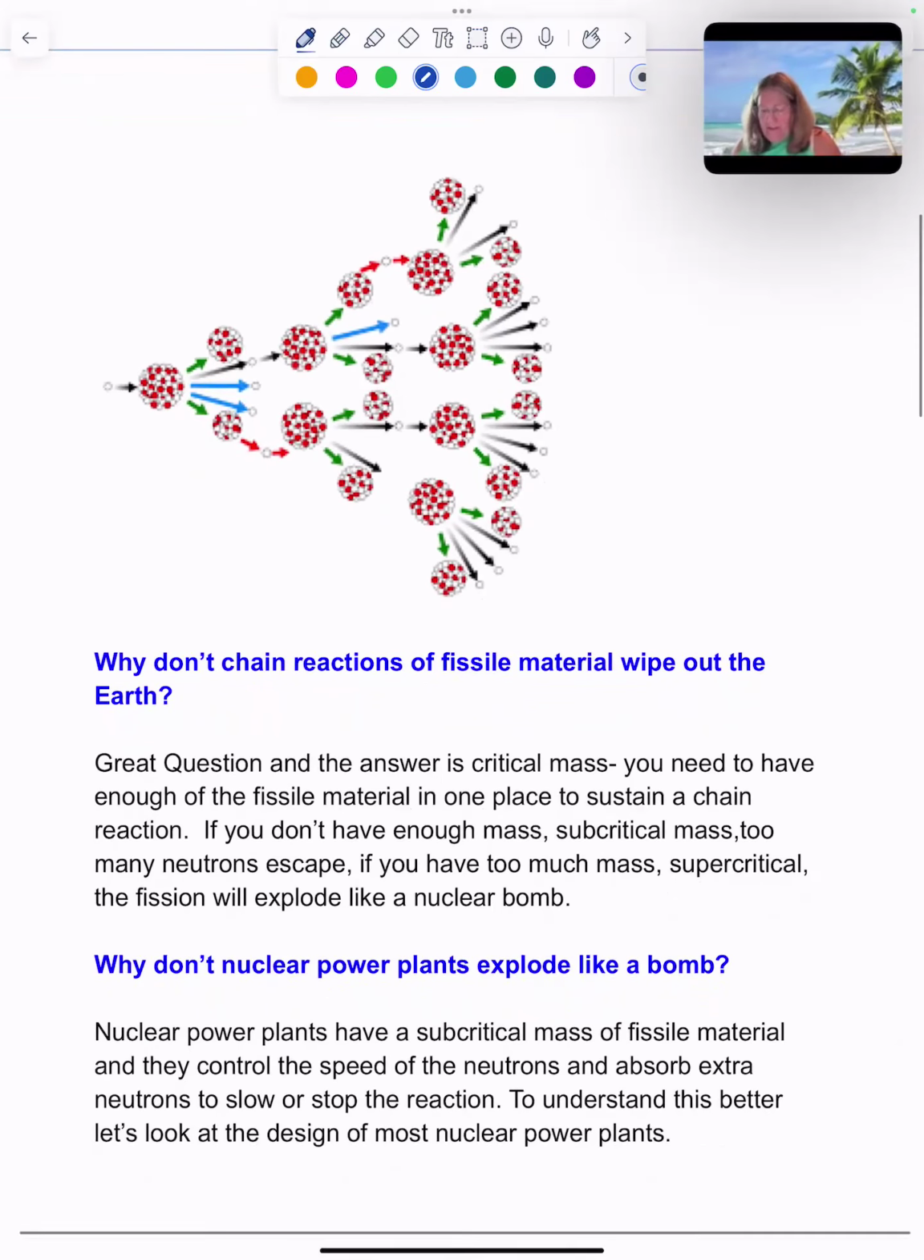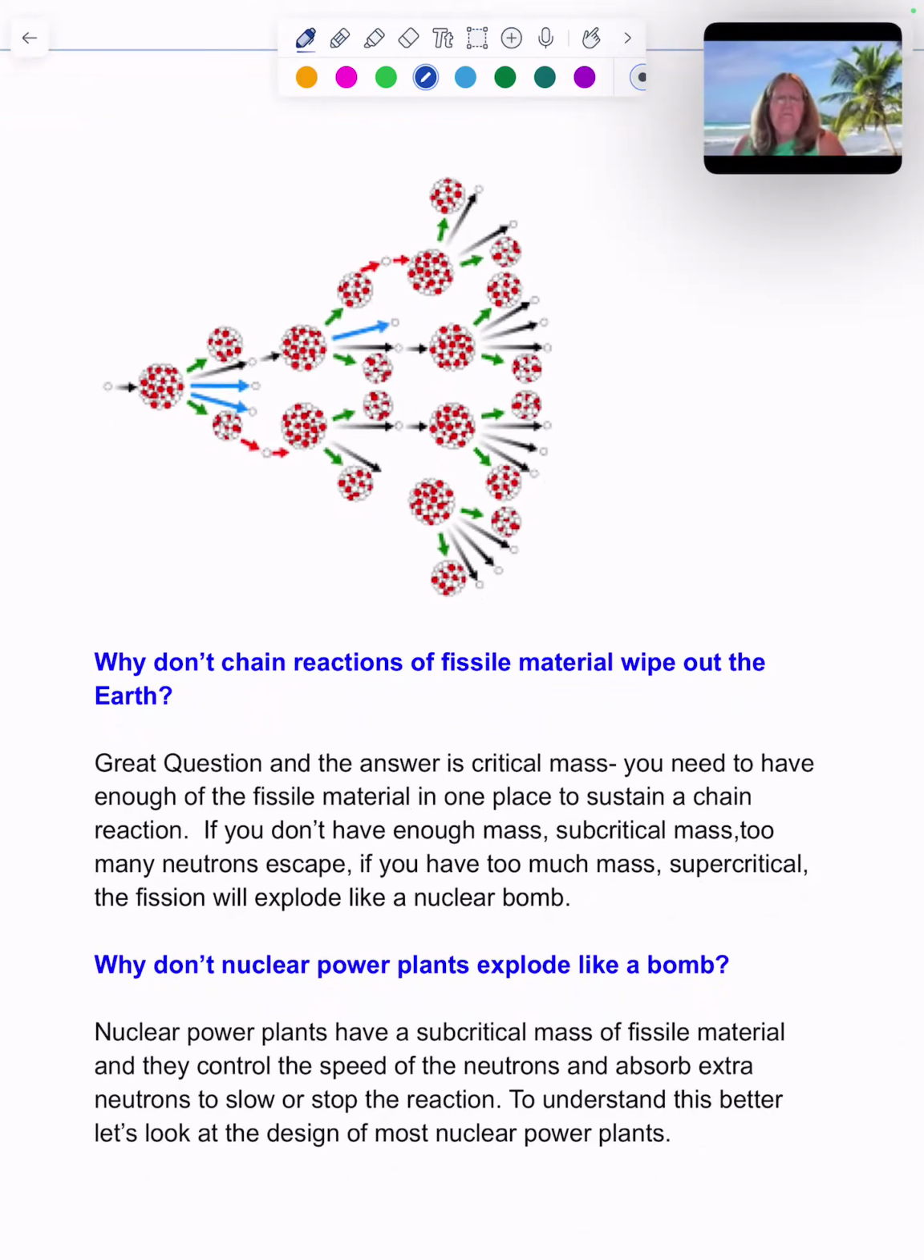Critical mass is having enough fissile material, fissionable material, in one place to sustain that chain reaction. If we don't have enough mass, they call it subcritical mass. Too many neutrons can escape and the reaction will stop. If you have too much, supercritical mass, it's going to explode like a nuclear bomb. That's why nuclear power plants don't explode like a bomb.